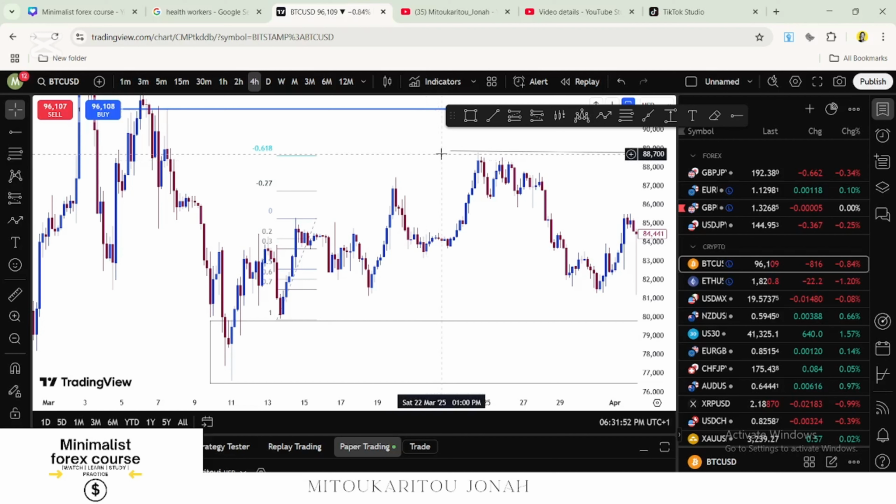This is also negative 61. So you could hold on. This could be your first take profit point. This could be your second take profit point. If you didn't catch this one, same thing applies.